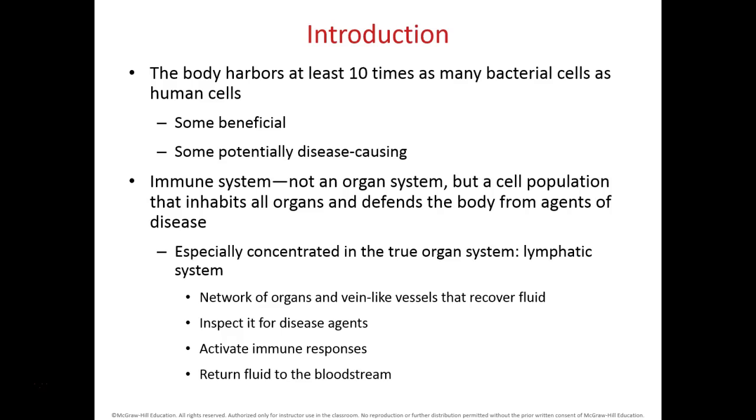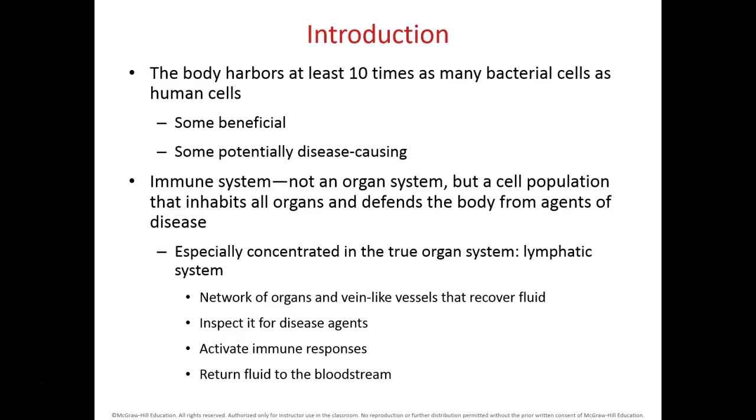So part of the immune system is the lymphatic system. And we're going to talk about the structure and function of the lymphatic system and the organs that are contained in it. The lymphatic system is basically a system that recovers fluid. As blood circulates throughout the body, some of the fluid in the blood is lost to the tissues, and that fluid has to be recovered to help maintain blood pressure and maintain homeostasis. And the lymphatic system does that for us.